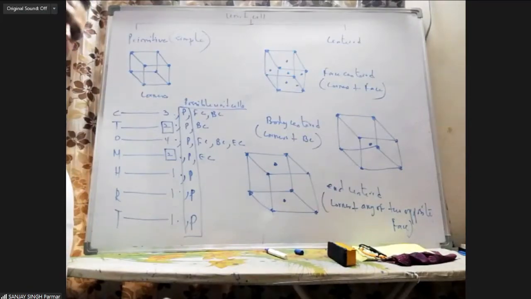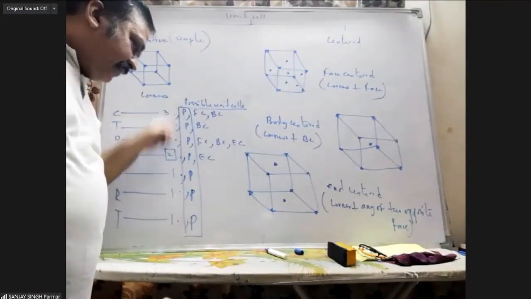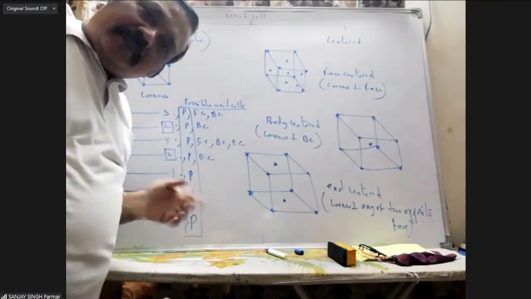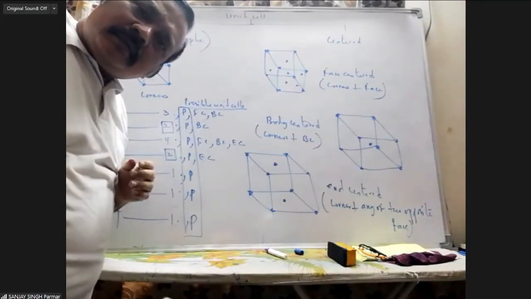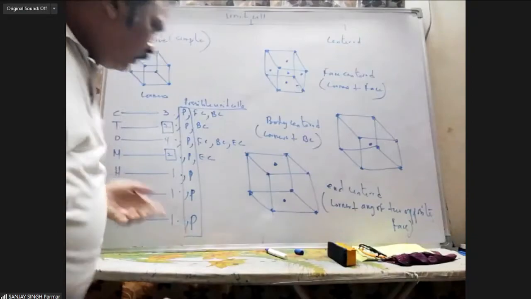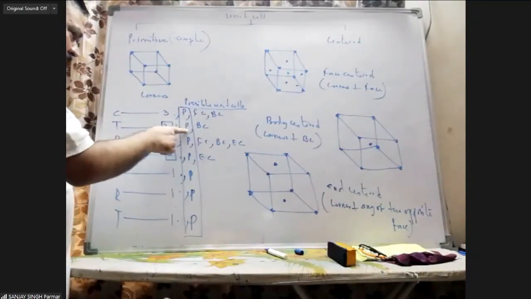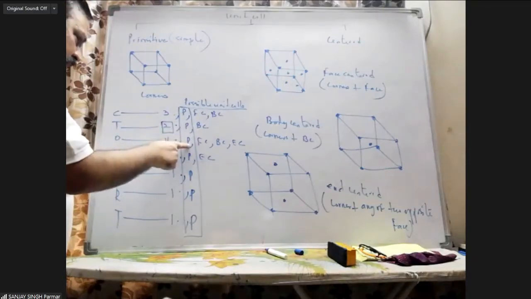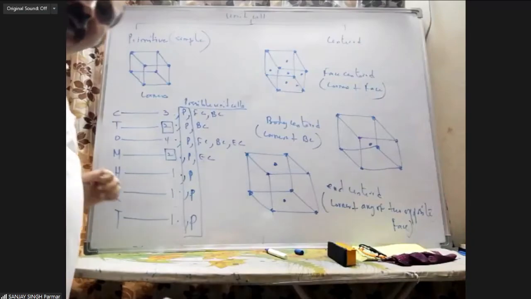Now towards the blackboard. Between all these primitives, they are not the same type. This is primitive cubic type. This is primitive tetragonal type. This is primitive orthorhombic type. This is primitive monoclinic type.